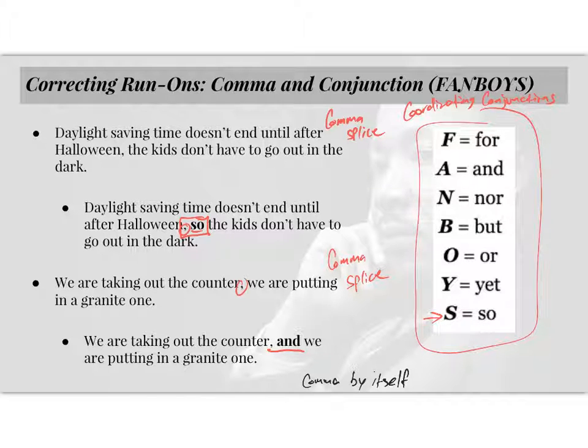Hopefully what you're noticing is that a comma by itself cannot join sentences. It's not strong enough. Commas are kind of weak things. So if you're going to use a comma, there's always going to have to be something else with it, either a coordinating conjunction or a conjunctive adverb. But a comma by itself cannot join sentences. And remember, independent clauses are sentences. So another way of saying this is a comma by itself cannot join independent clauses.